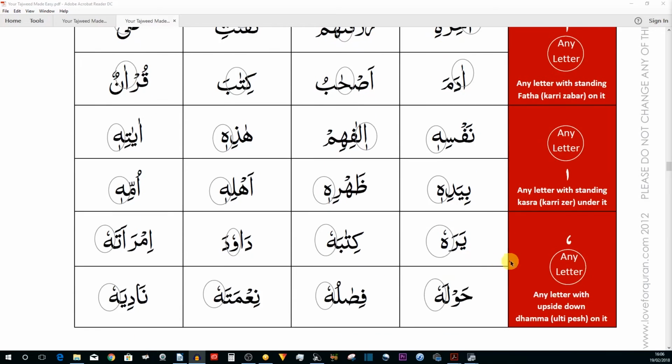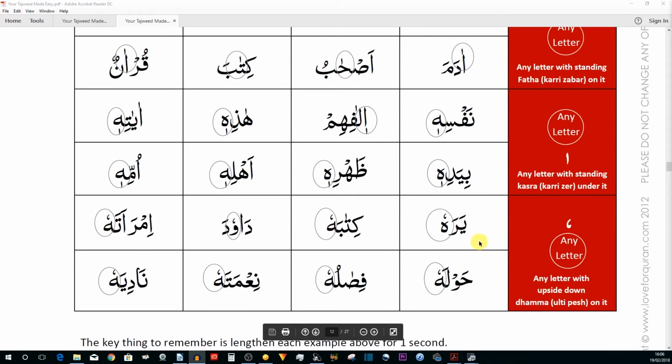So ummihi. Okay, now we are going to the last set, which is any letter with upside down dhamma or ulta pesh on it. Yarahu. Kitabahu. So ta and hu, 2 beats. Kitabahu.